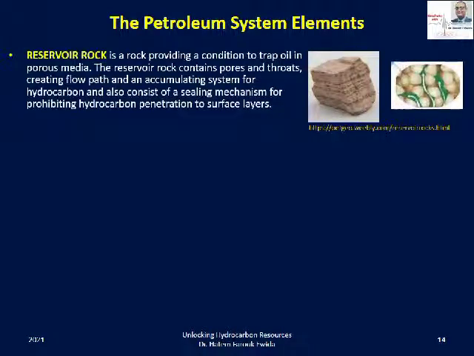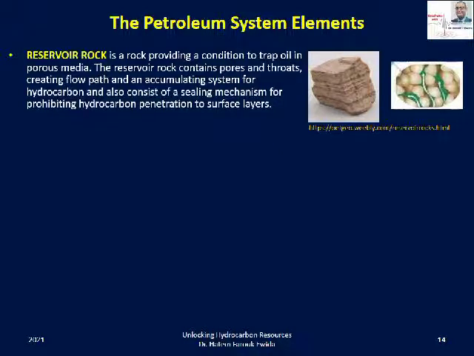The second element is reservoir rock. And the reservoir rock, as we mentioned before, is like a sponge. It is a type of sedimentary rock that contains porosity and permeability. Porosity is pores, or pores and throats, between its particles. And this is one characteristic of the sedimentary rock.